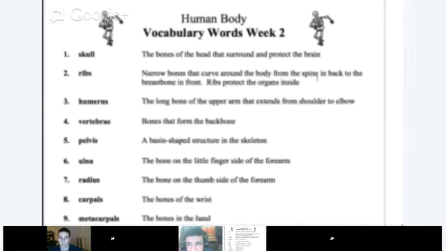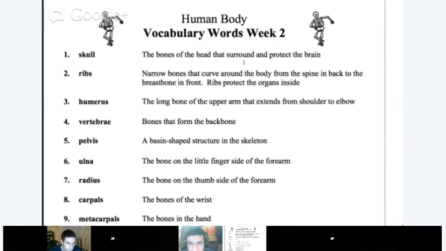Okay, so we have the skull. Everybody knows what the skull is. What organ is inside the skull? Brain. Perfect. So our brain is housed inside the skull. The skull is what protects our brain from damage, from basically hitting against our head.